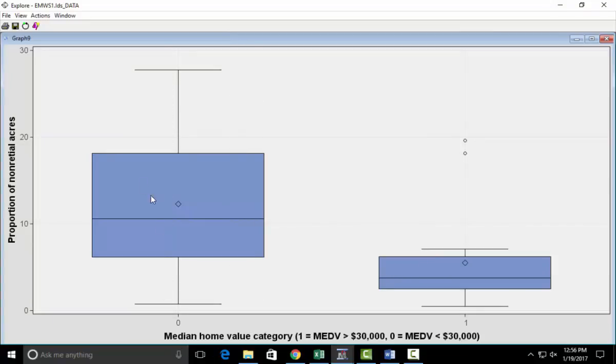So now we have, this is the proportion of non-residential acres, and this is kind of equally distributed. Here, in the case of MEDV equal to 1, for the proportion of non-residential acres, there are a couple of outliers.